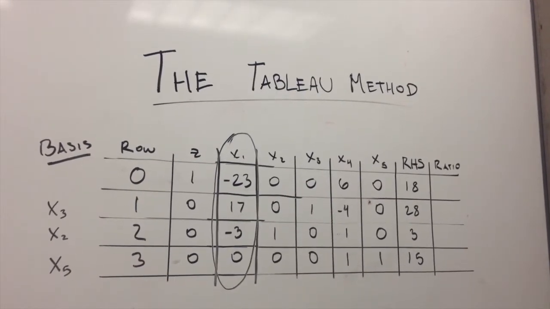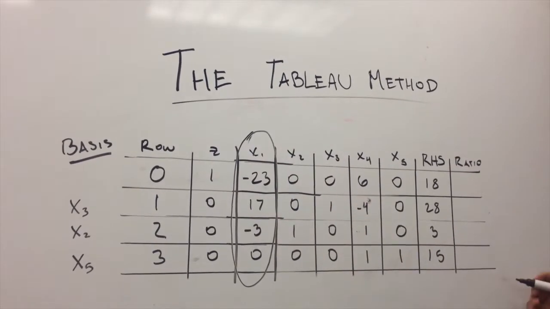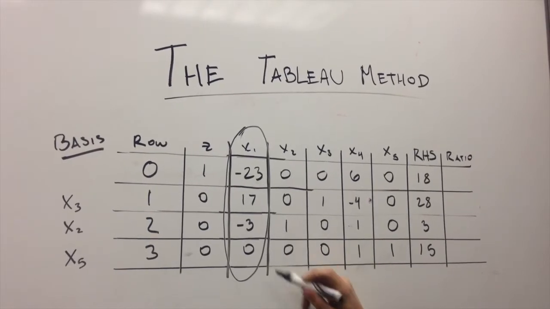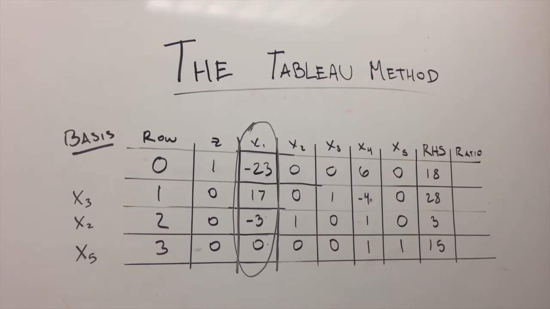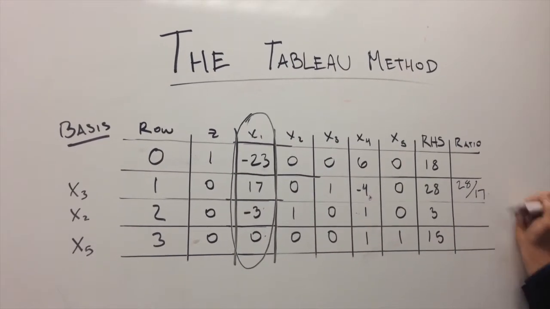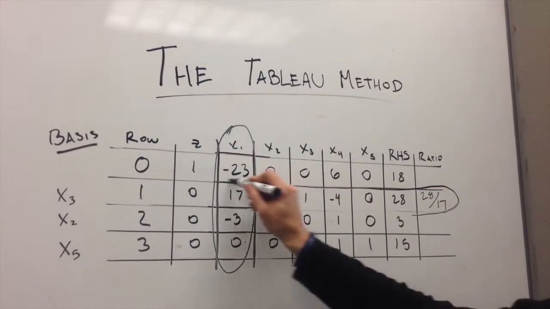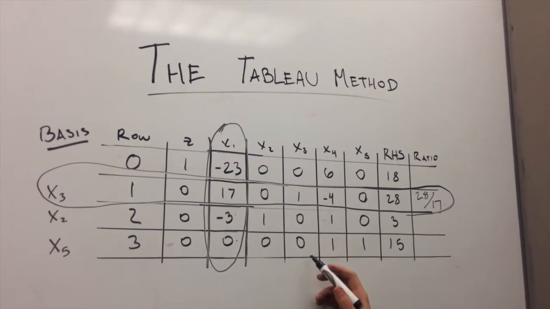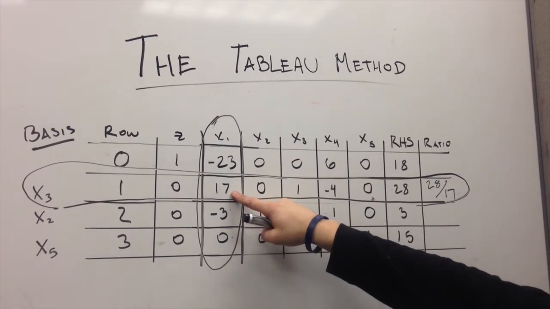Next, we need to do the ratio test for x3, x2, and x5. But we know we can only do the ratio test for x3 because the denominator needs to be greater than 0, and in x2 and x5 the denominator would be less than 0. So we do the ratio test. We have 28 over 17. And so we circle this row. So we know x3 is going to leave the basis. Now we're going to do a pivot operation on this element.